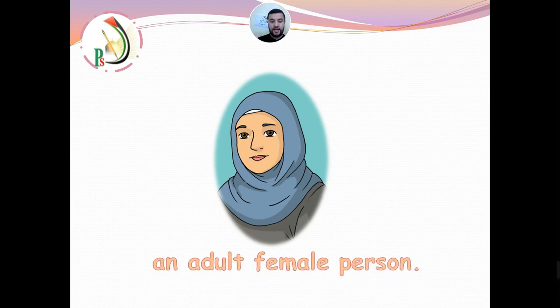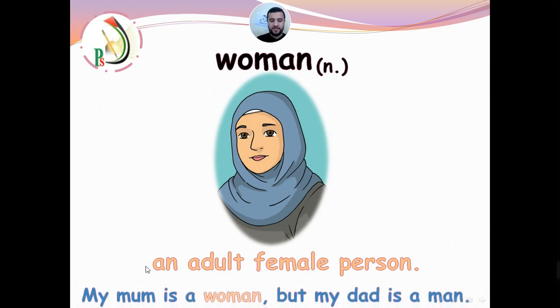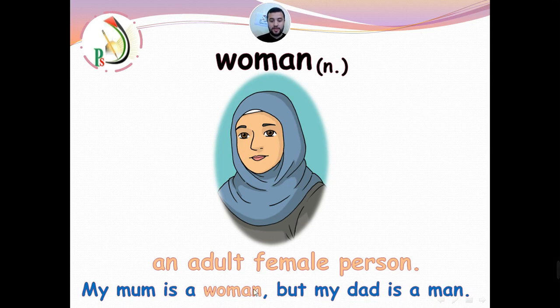Let's move to this picture. What do you think? An adult female person. In Unit 10, we learned a new word which is man. What about this picture? What do we call her? It's woman. Excellent. It's a noun also. Let's see this example. My mom is a woman, but my dad is a man.